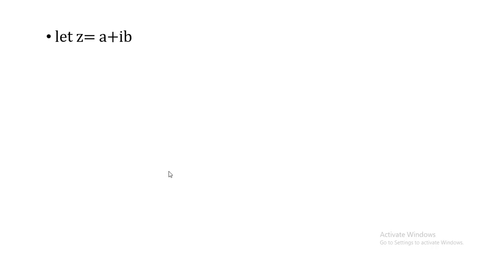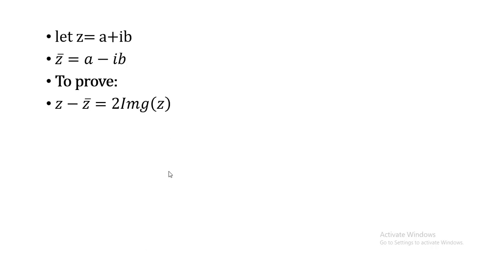Now another thing. Let z equal a plus iota b and z bar, the conjugate, be a minus iota b, and we have to prove this. Now what will be the answer? Twice the imaginary part of z. Whatever number the imaginary part has, the result will be twice of it.